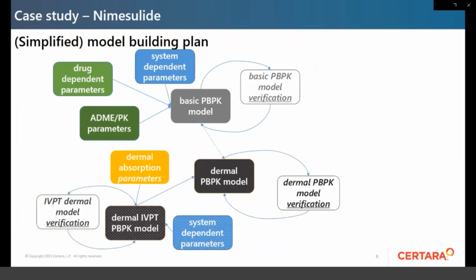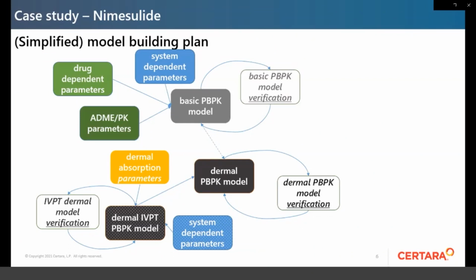Then development of the dermal PBPK model with use of the IVPT module. And again, it's a combination of the dermal absorption parameters, which helps to describe the permeation of the drug through the skin, and systems data.